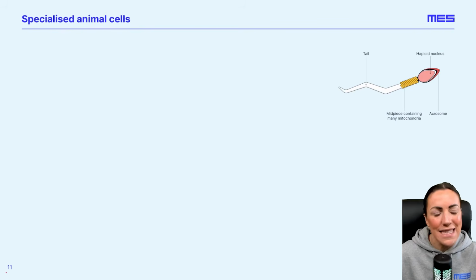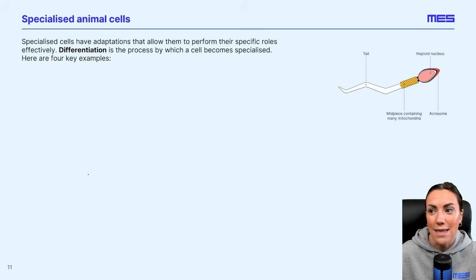Let's think about some specialised cells. We're going to go through some examples of specialised animal cells and some examples of specialised plant cells. Now, specialised cells are just cells that have adaptations that help them to perform a specific function or a specific job effectively. And specialised cells arise through a process called differentiation. Differentiation is the process by which a cell becomes specialised.